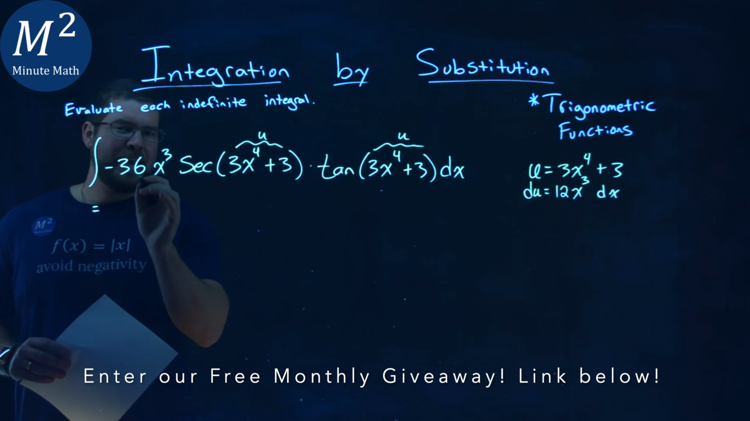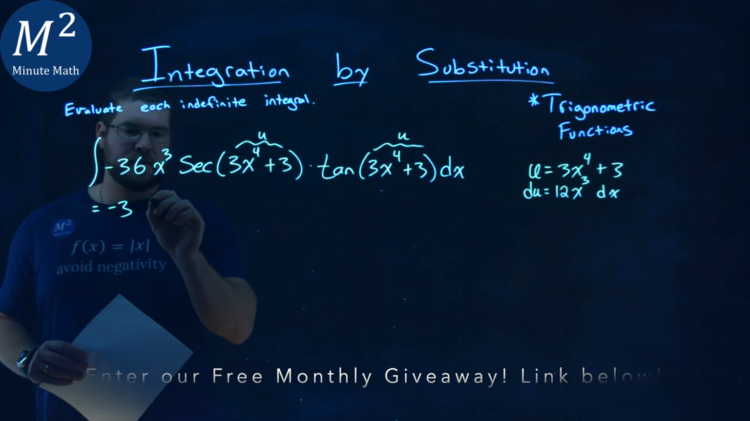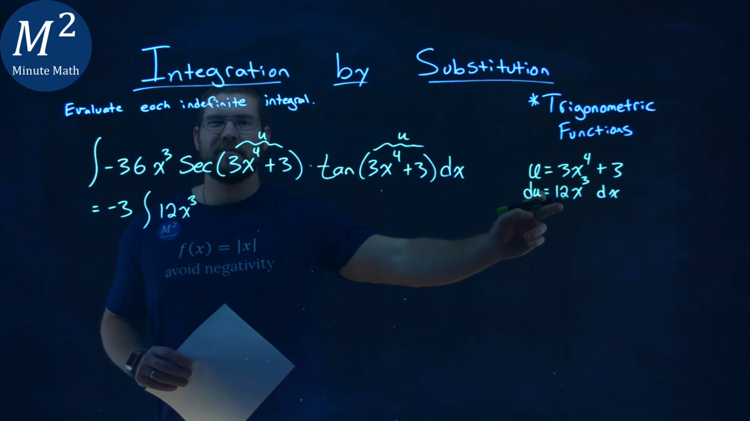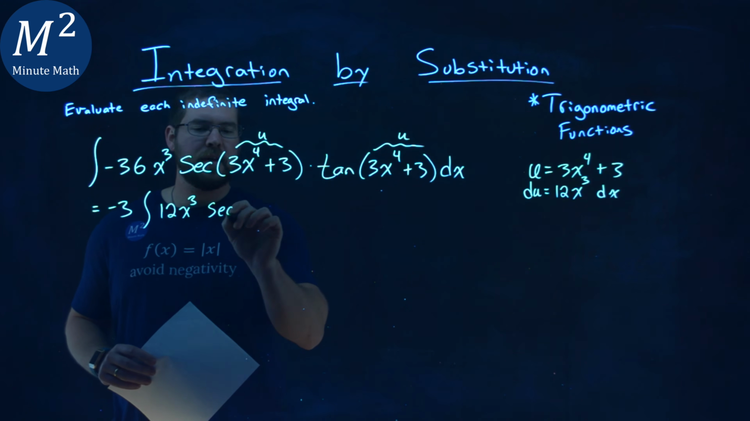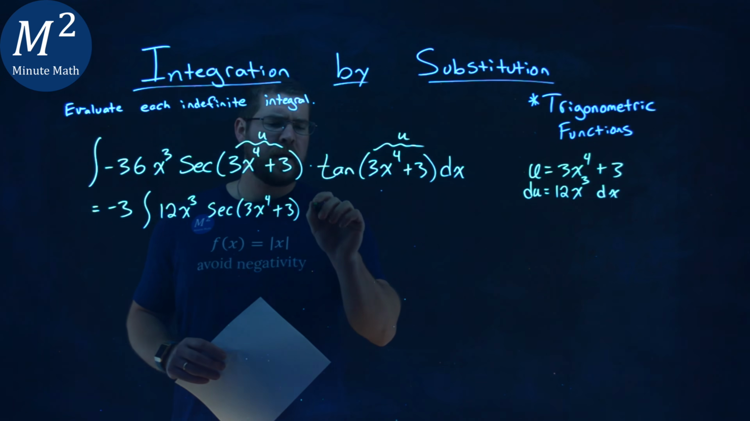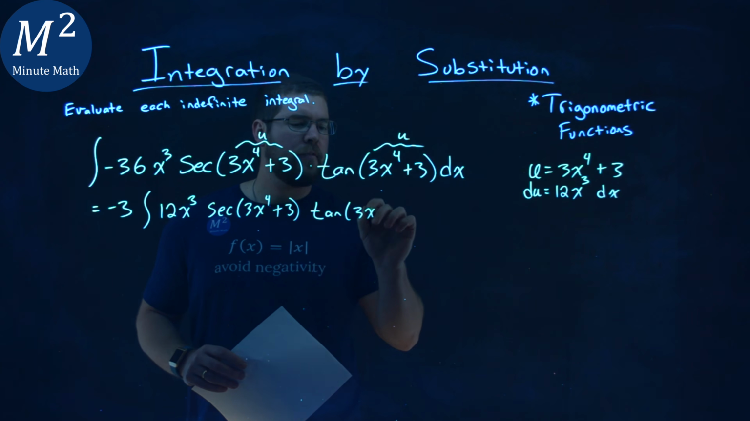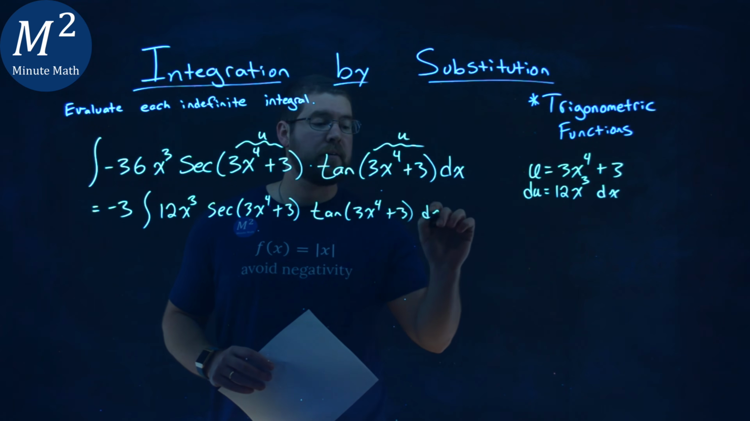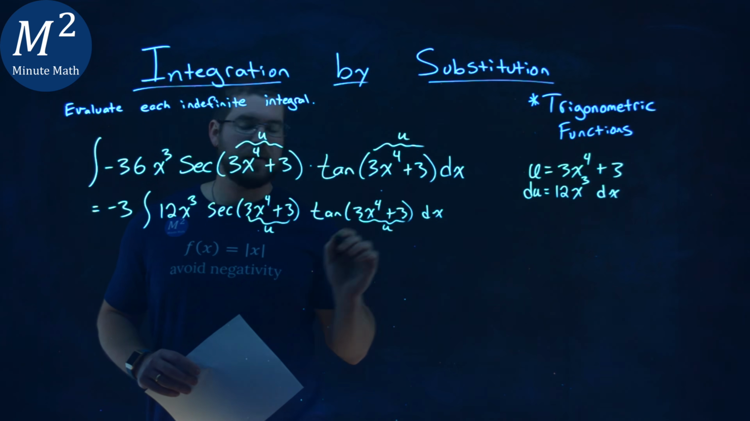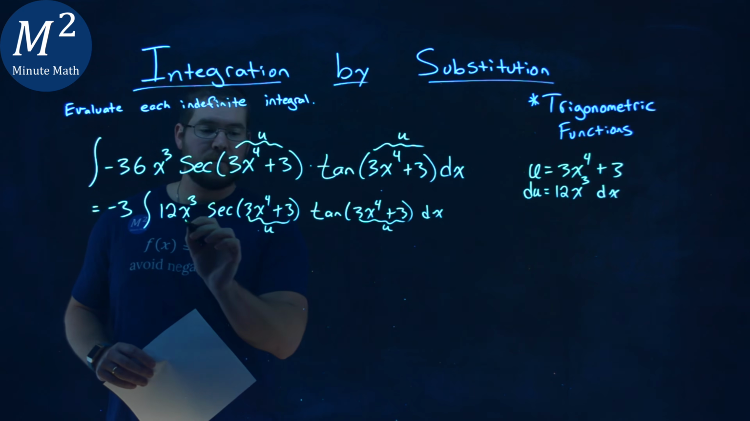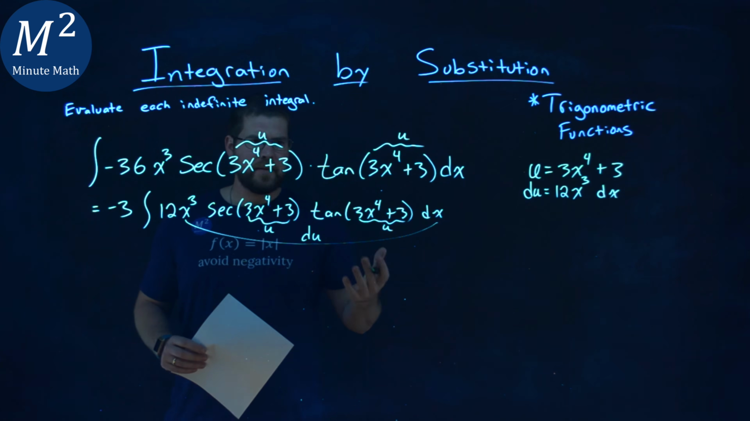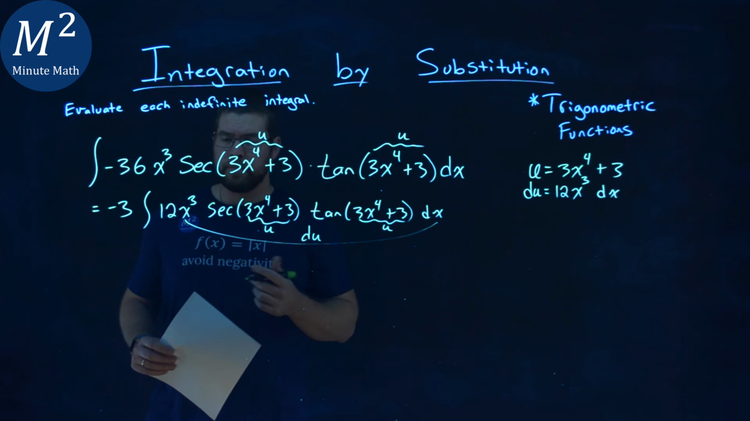If I pull out a negative 3 from this integral, I'm left with a 12x to the third power, and that shows up what we need. So let's continue with this out: secant of 3x to the fourth plus 3, let's show all of our work here, times the tangent of 3x to the fourth power plus 3 dx. And again, inside here, we have our u values. Pretty easy. The 12x to the third and the dx make up that du value. Okay? So let's go write this now in terms of u and du.